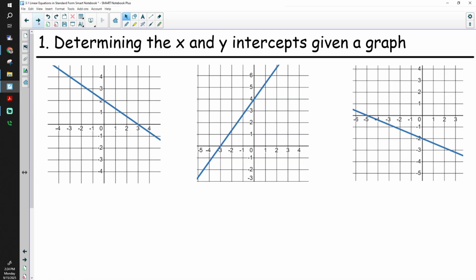Look at your first graph. Take a look. Where is the x-intercept? What number does it go through? Here's the x-axis, and it crosses at the number 3. 1, 2, 3. The 2 ways we can write this is we can just write x equals 3, or we can write it as a point. The point 3, 0.